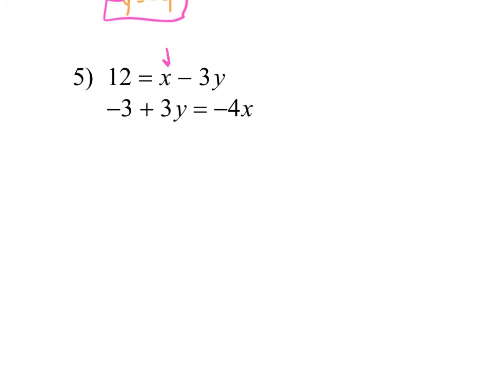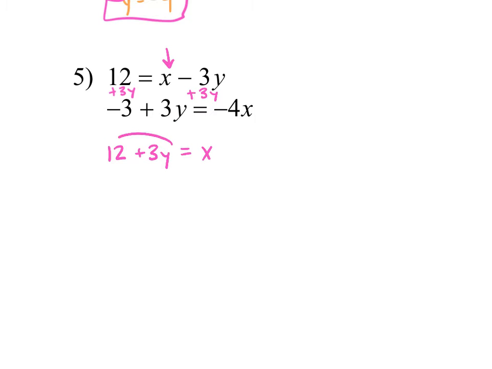Isolate x. So we want to get x is equal to all by itself. So how do we move that minus 3y to the other side? Add 3y. So we're adding 3y to our first equation, so this becomes 12 plus 3y is equal to x. Now that we have x is equal to something, what can we do?